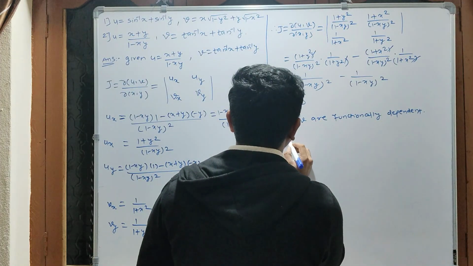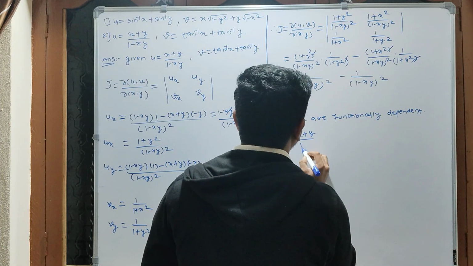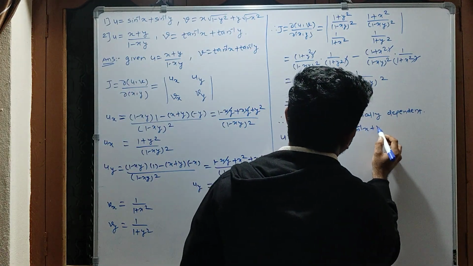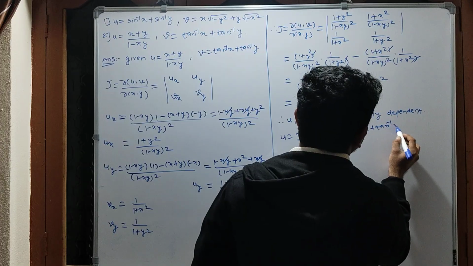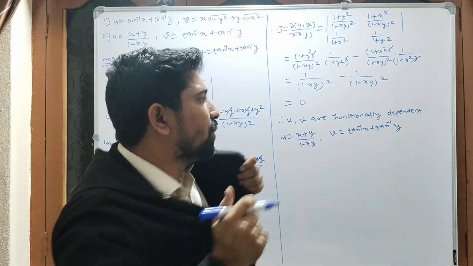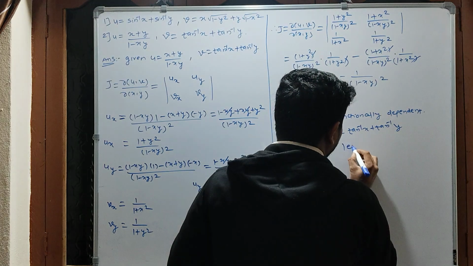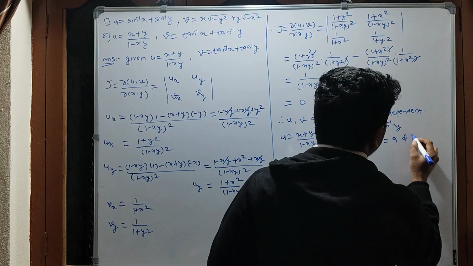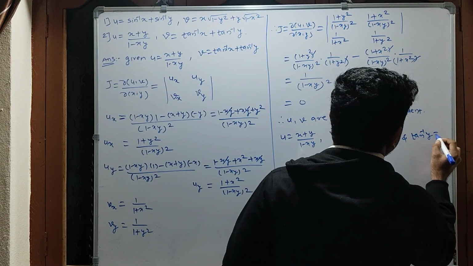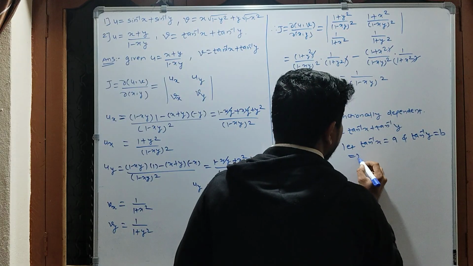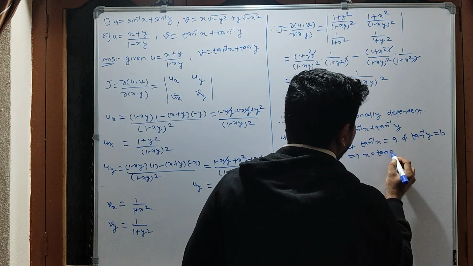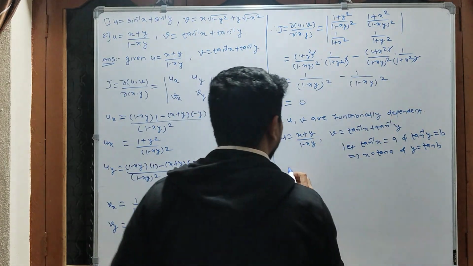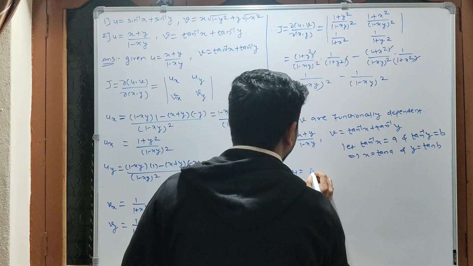Given u equal to (x plus y) by (1 minus xy) and v equal to tan inverse x plus tan inverse y. I want to find the relation between u and v. Let tan inverse x equal to, let's say, a, and tan inverse y equal to, let's say, b. This implies x equal to tan a and y equal to tan b. Therefore u equal to x plus y.